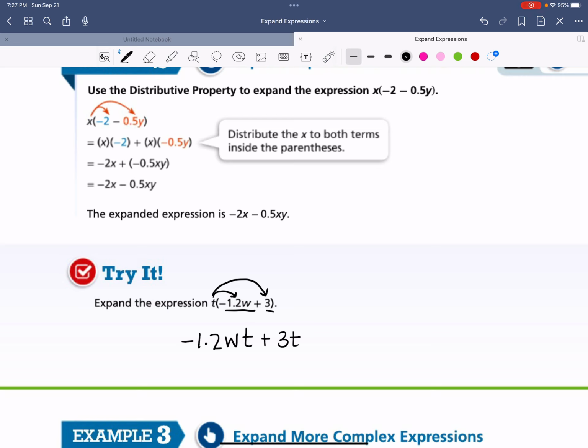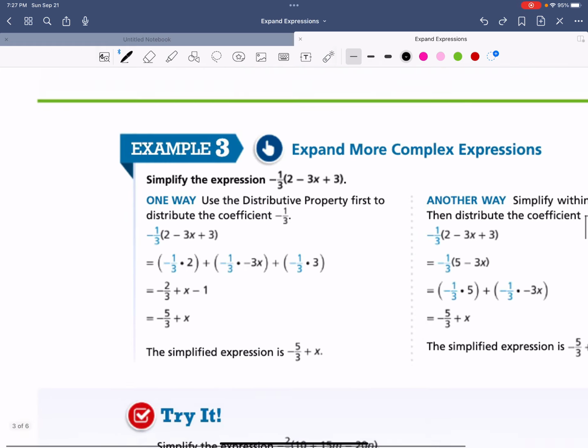And that's all I have to do, because now this cannot be added to the 3t, because I have a w and a t there, and that doesn't match just my t. To combine or add like terms, they have to look exactly the same, so they have the exact same letters, or we should be saying variables.